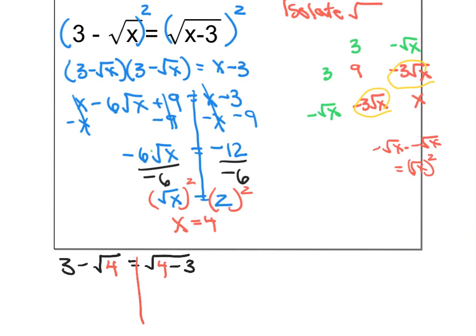And remember, when we take the roots, we only take the positive version. So I'm going to have a 3 minus, the square root of 4 is 2. And then over here, 4 minus 3 is 1. 3 minus 2 is 1, and the square root of 1 is 1. It's a true statement to say 1 equals 1, so I am going to accept x equals 4 as an answer.